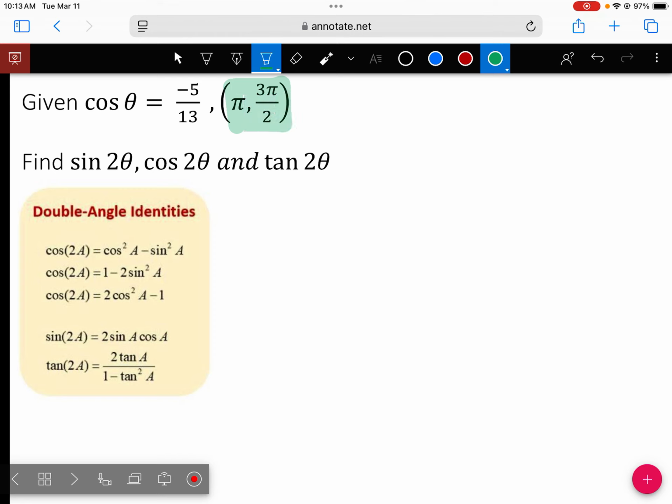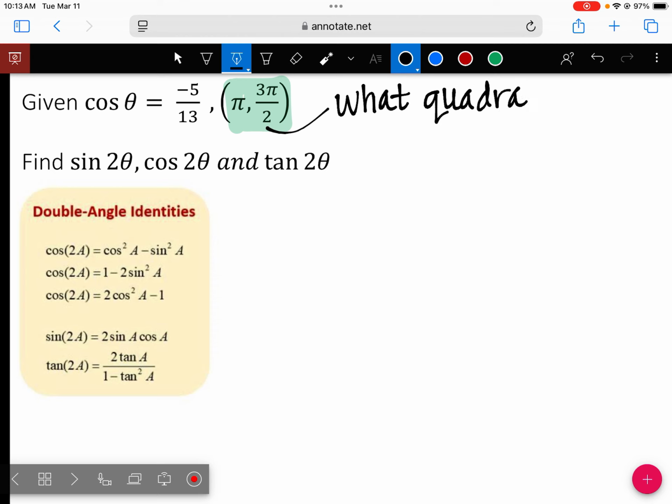Okay, so this is going to tell us what quadrant we're in. This is why they give us this information. So what quadrant do you think we are in if we start at pi and end at 3π/2? So what would be our quadrant? What quadrant starts at pi and ends at 3π/2? Quadrant 3? Yep, quadrant 3.